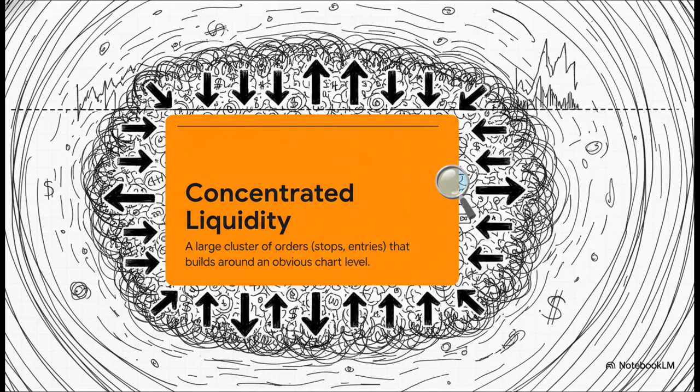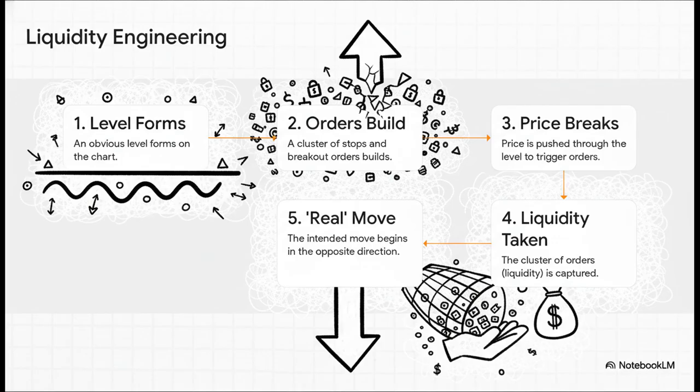They place their stop-loss orders just on the other side of it for protection, and they place their breakout entry orders to catch the move. All of those orders together create this giant, juicy pool of liquidity. Now, this isn't an accident. This is a process. It's liquidity engineering, and it usually follows these steps.